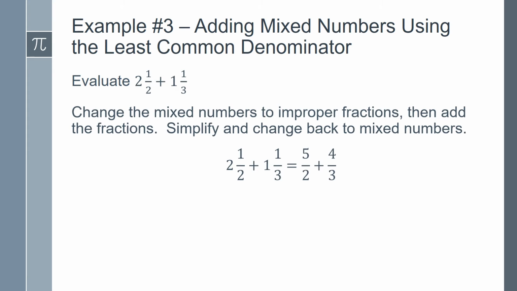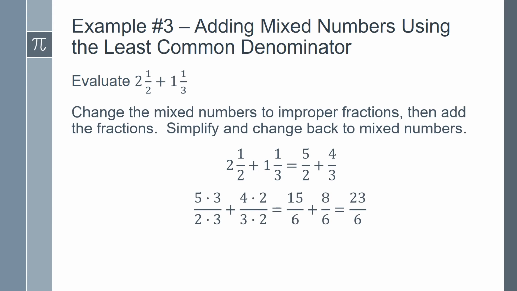So we have 2 1/2 plus 1 1/3. 2 1/2 becomes 5 halves, and 1 1/3 becomes 4 thirds. So now we have 5 halves plus 4 thirds. The least common denominator of halves and thirds is sixths. So in order to change to sixths, we need to multiply 5 halves times 3 over 3, and we need to multiply 4 thirds times 2 over 2, which gives us 15 over 6 plus 8 over 6.